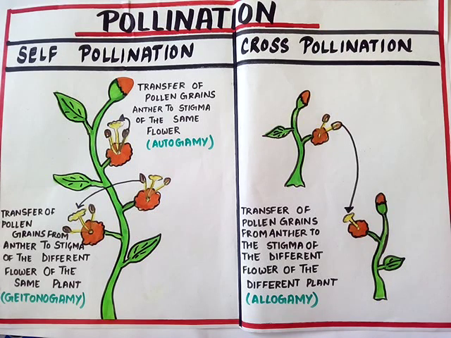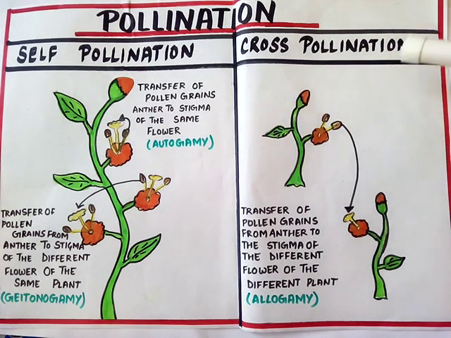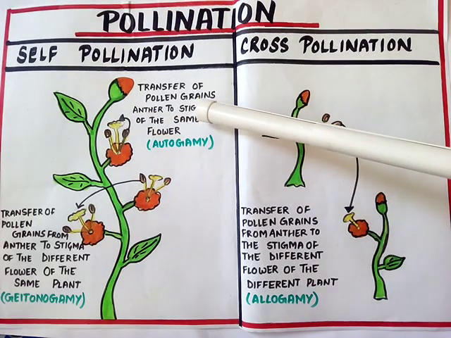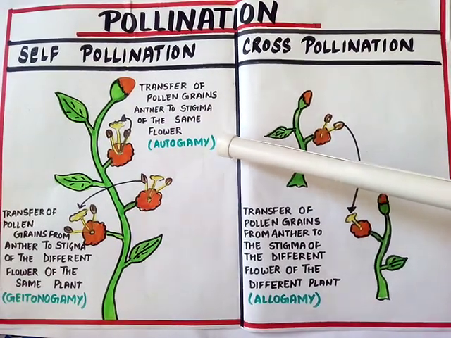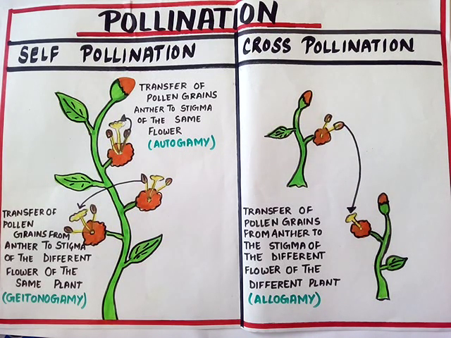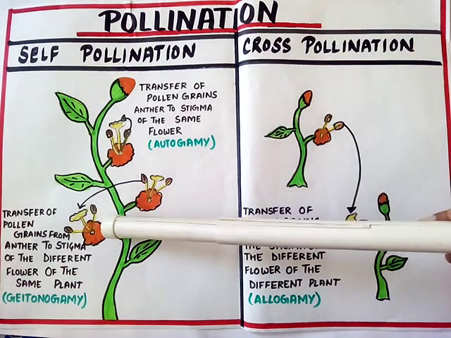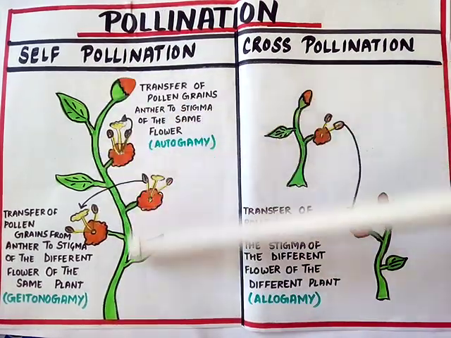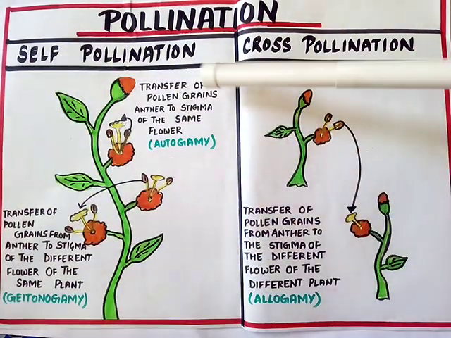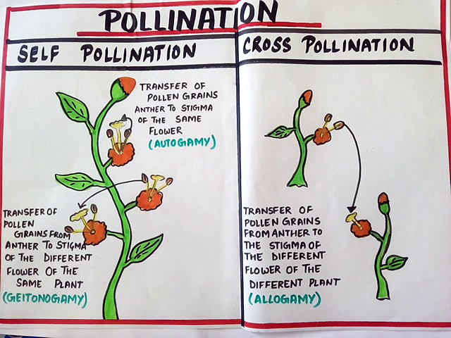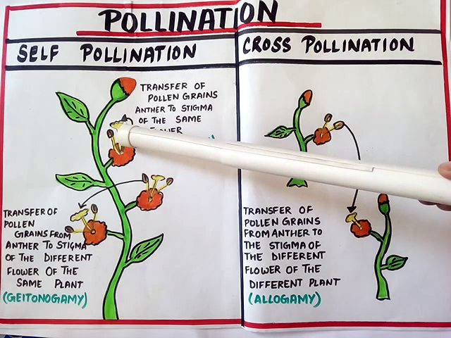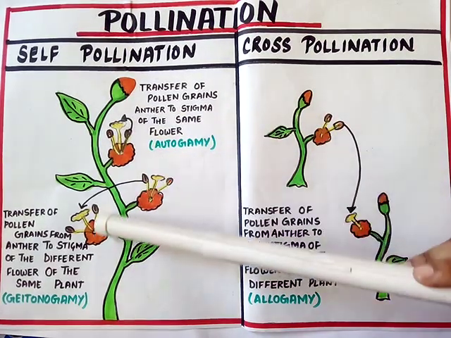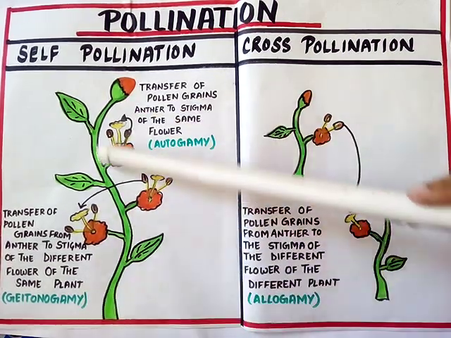So, pollination is generally of two types: self-pollination and cross-pollination. The transfer of pollen grains from the anther to the stigma of the same flower is known as self-pollination, also known as autogamy. And when the pollen grains are transferred from the anther to the stigma of a different flower of the same plant, it is known as geitonogamy, and hence it is also considered self-pollination. The transfer of pollen grains from the anther to the stigma of the same flower or to a different flower of the same plant is known as self-pollination.